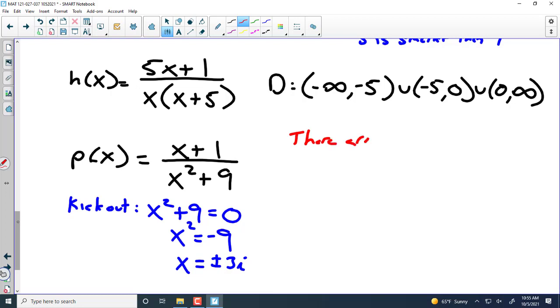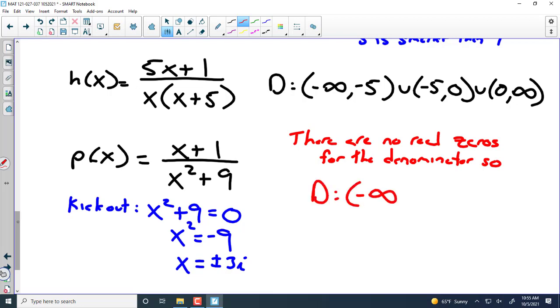No, so here's the rub, everyone. There are no real zeros for the denominator, so the domain is negative infinity to infinity. Since the only numbers that would make the bottom equal to 0 are imaginary, and imaginary numbers don't enter our thinking when we're talking about domain, this one actually has a domain of negative infinity to infinity. In other words, you can plug any real number you want in here, and you'll always get an answer back.